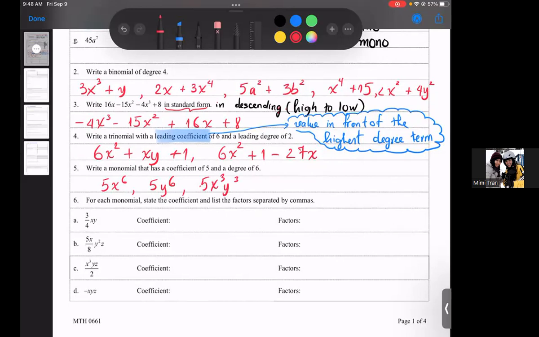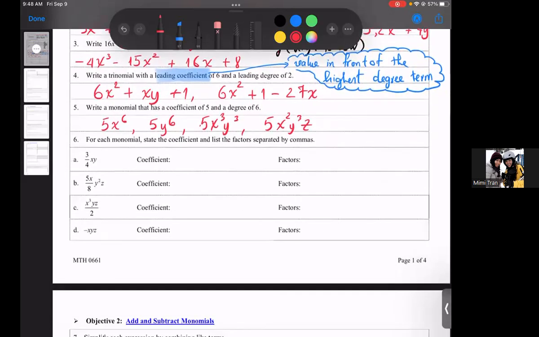You add the exponents together. Did I ask for leading degree? No, I didn't ask for leading degree. I just said degree, right? So you can have as many variables as you want as long as they add up to 6. I can give another one, say 5x squared y to the 3rd, and then z. Fraction? You're not going to do a fraction because the coefficient is 5.